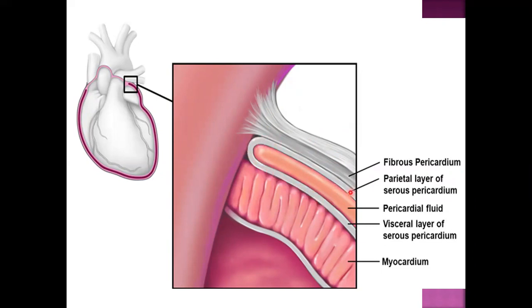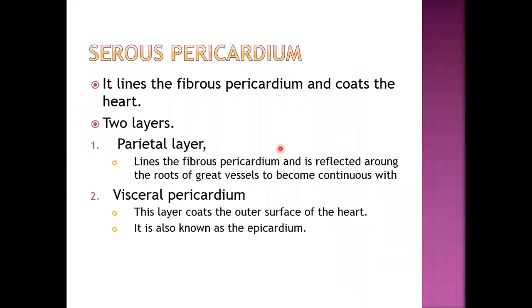The serous pericardium is composed of two layers: an outer layer, which is reflected at the root of this blood vessel and then comes back to line the wall of the heart, and this is the visceral layer. So the serous pericardium is the layer of the pericardium which lines the heart. It has two further layers: the outer one, the parietal layer, which lines the fibrous pericardium and is reflected around the root of the great blood vessels to become continuous with the visceral pericardium. While the visceral pericardium is a layer that coats the outer surface of the heart and is also known as epicardium.